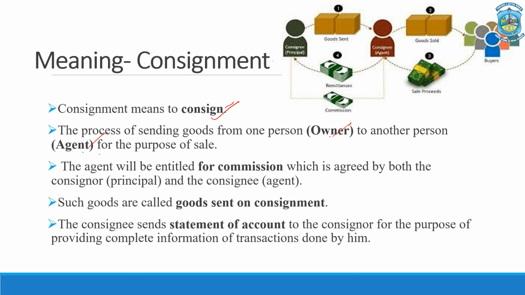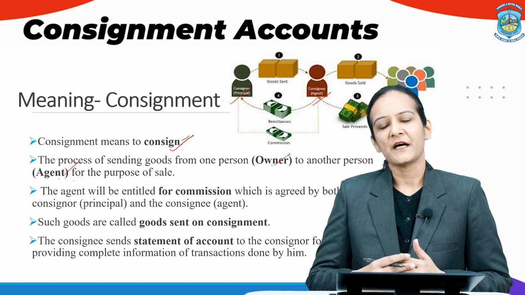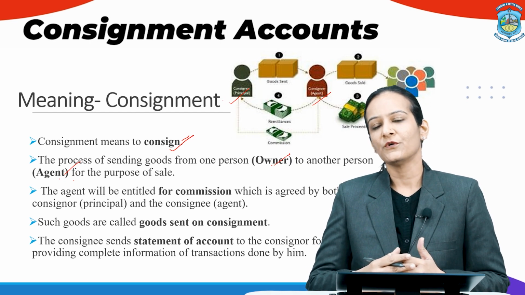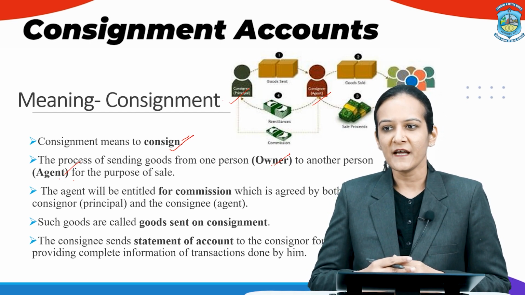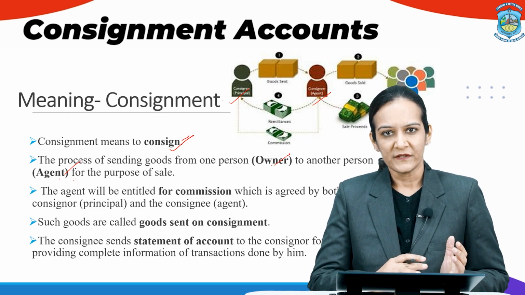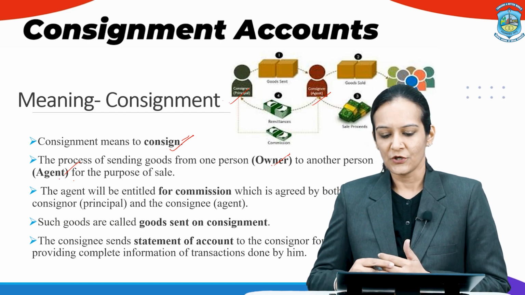In this arrangement there are two persons, the consignor and the consignee. The consignor is the owner of the goods, or you can say the manufacturer of the goods, and the consignee is the agent for the consignor. Why does the consignor appoint this consignee for the purpose of sale? The consignor is the manufacturer. He wants to concentrate more upon the manufacturing process and production activities, and does not want to look after the selling activities. So he appoints another person, the agent or the consignee.